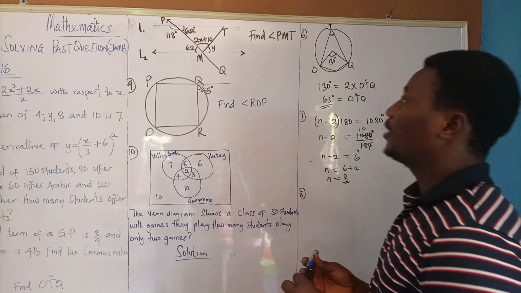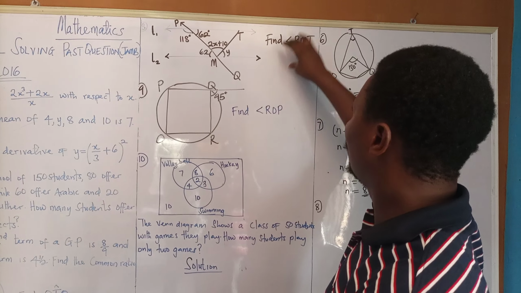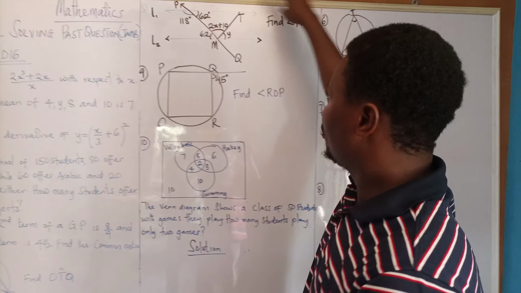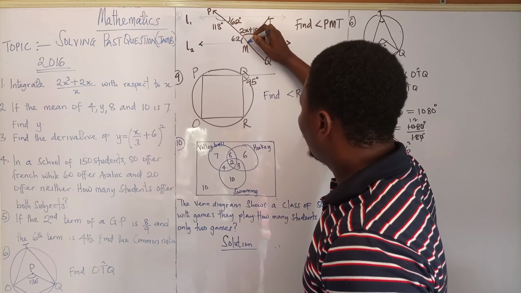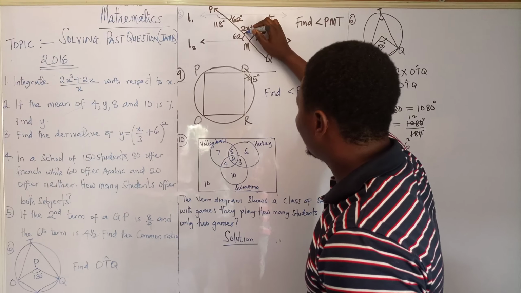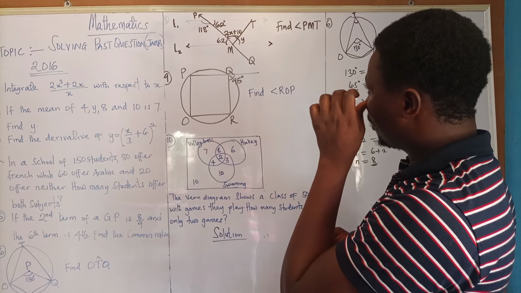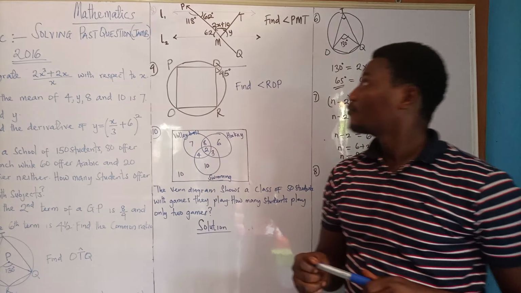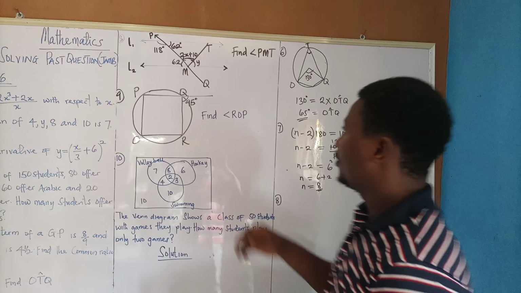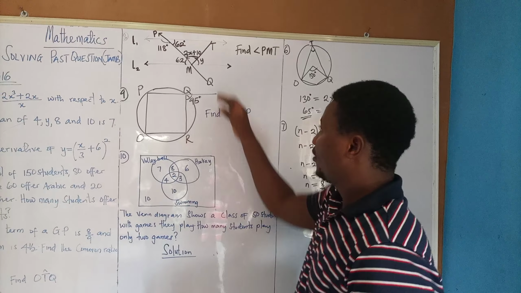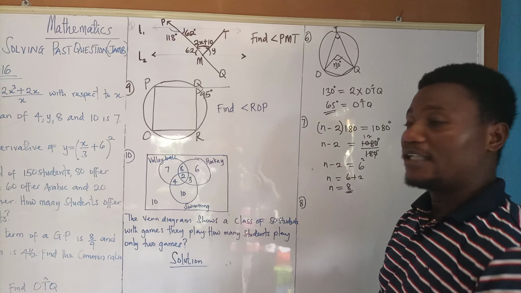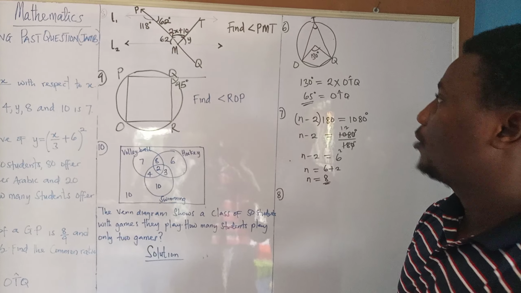Question number 8. Here we have question number 8. So we have this given, and we are looking for angle PMT. Where is angle PMT? So we are looking for this angle to be precise. In that case, how do we get that? We are looking for x. 2x plus 10 in this question is PMT. So we are looking for 2x plus 10. 2x plus 10 is PMT. So how do we go about that?